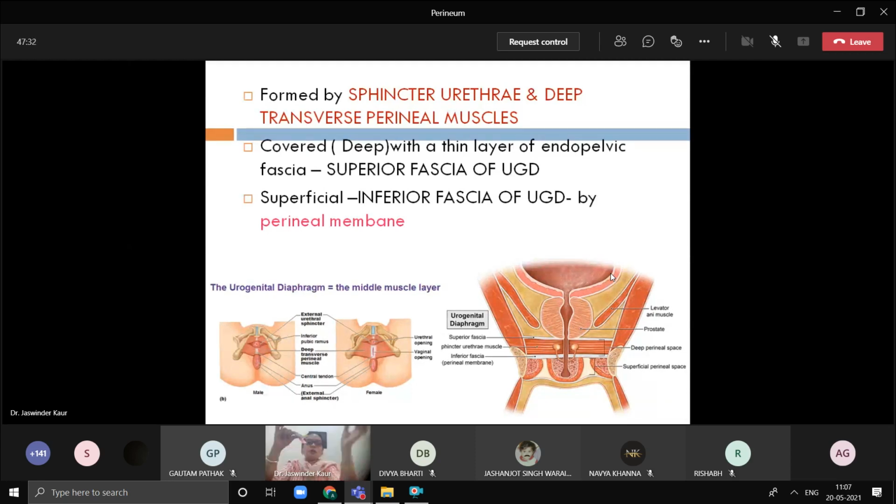Clear? Now you can see the urogenital diaphragm has two layers, a superficial layer and a deep layer, because we are studying it in the lithotomy position. This one is the urogenital diaphragm. This is the superior layer, and this is the inferior layer, right? The inferior layer is known as the perineal membrane. We have already discussed that, and the superior layer remains as such, the superior fascia of the urogenital diaphragm. Is it clear?